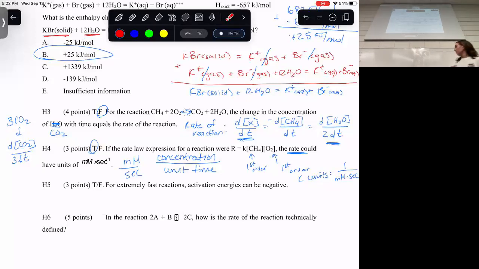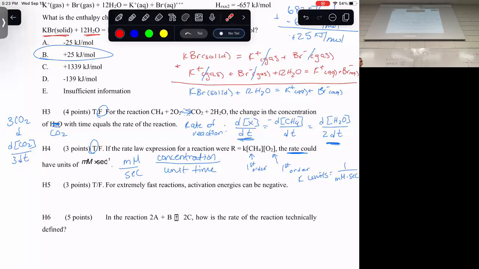So if we had a reaction where R is equal to k[CH4][O2], the one given here, our units for R are millimolar over seconds, and our units for k would be 1 over millimolar times second. This is what the question is asking for up here. We're looking for units of R, millimolar per second. It's true.